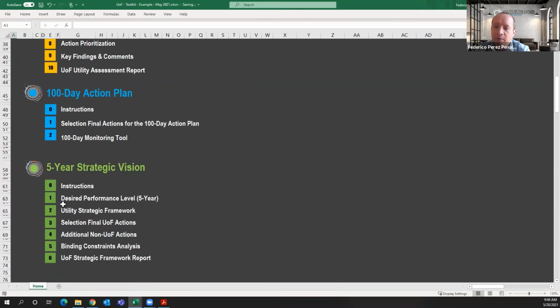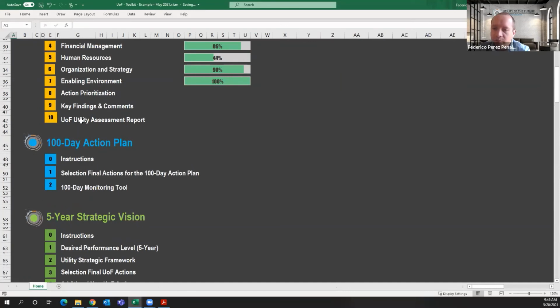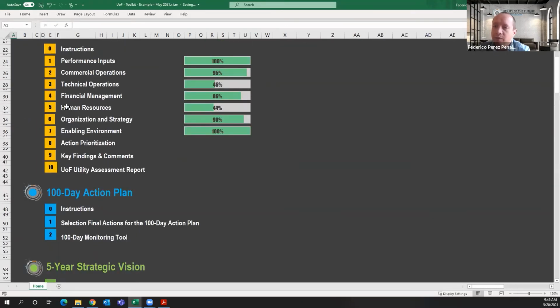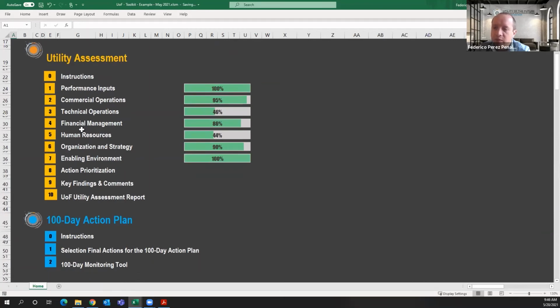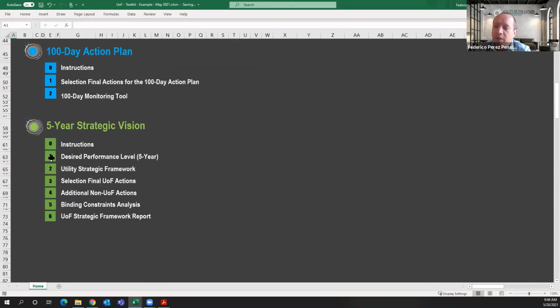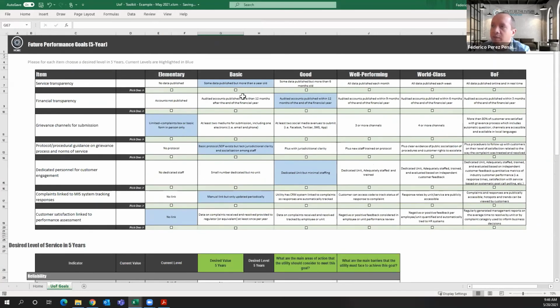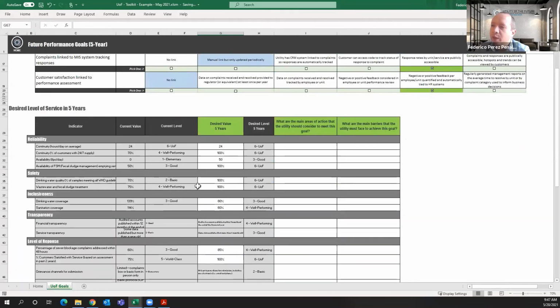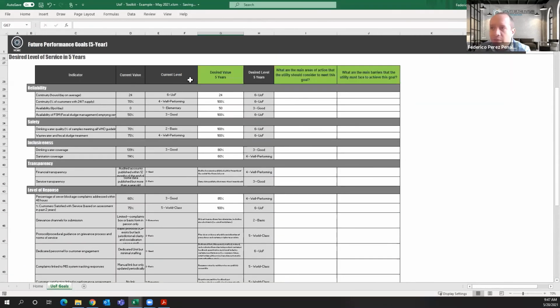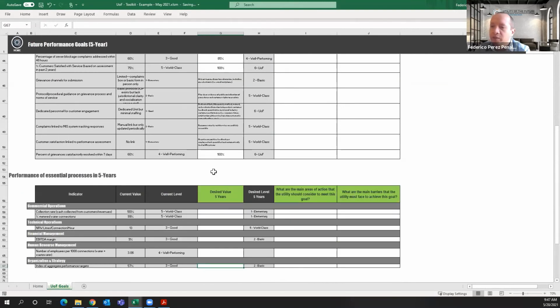And at the end, you will have the strategic vision. It's easier after you finish all this process. That's why I spend more time here, because it's really important to understand this part. But here you have to select again the desired level for all the indicators. In blue, you will find the current level. So let's say that for the desired level, you have to pick one again, the desired level for all of these performance practices, etc. Again, the desired level for different indicators.